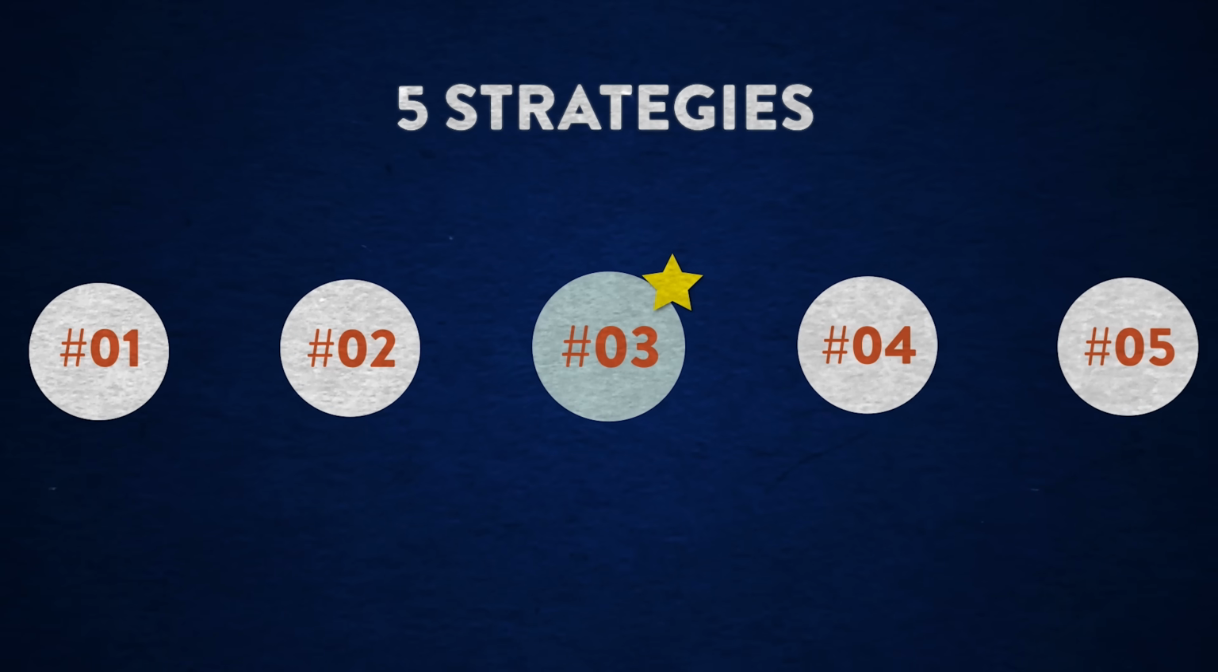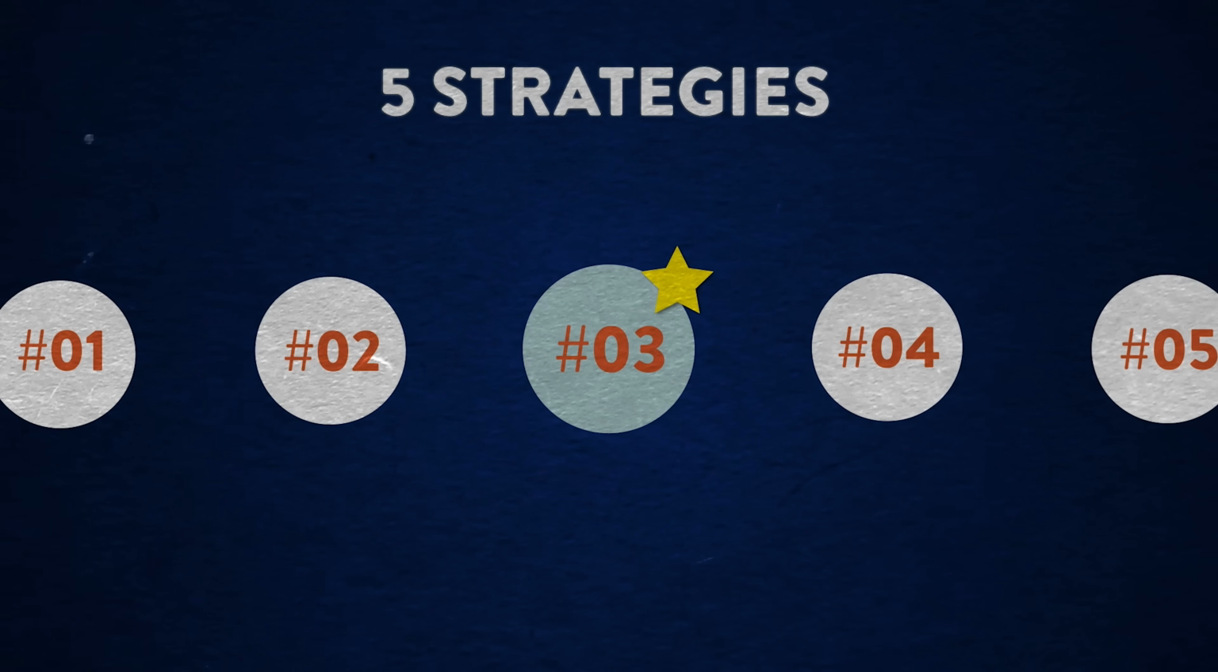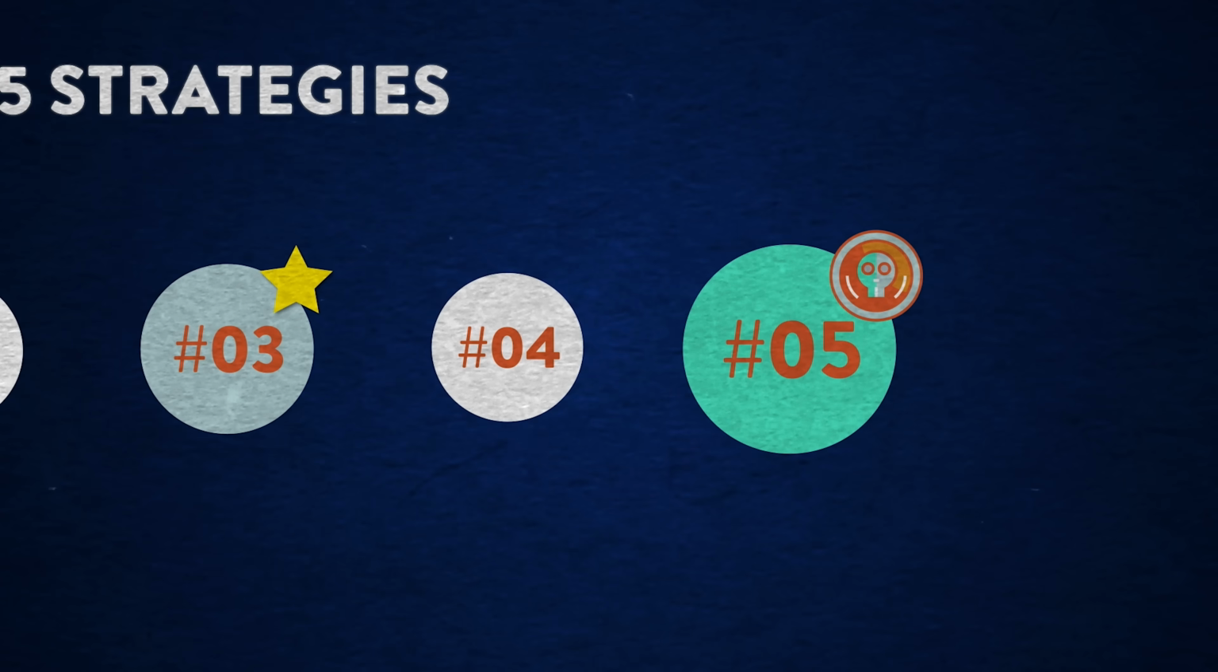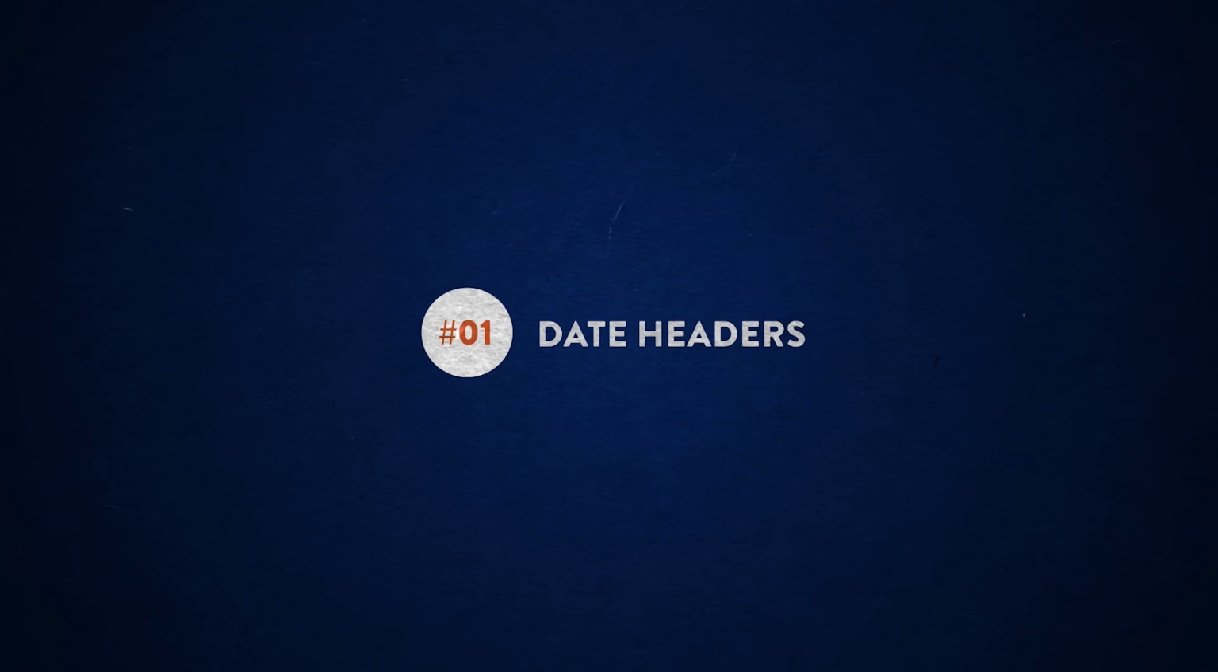Number 3 is probably my favorite, and number 5 is probably the most dangerous one. But let's start with number 1. Number 1 is using date headers. Basically, you have a chapter break or a section break, and then you pick it up months or years later, and you signal that by a header saying, oh, 4 years later, or 2 months later, or whatever it is.